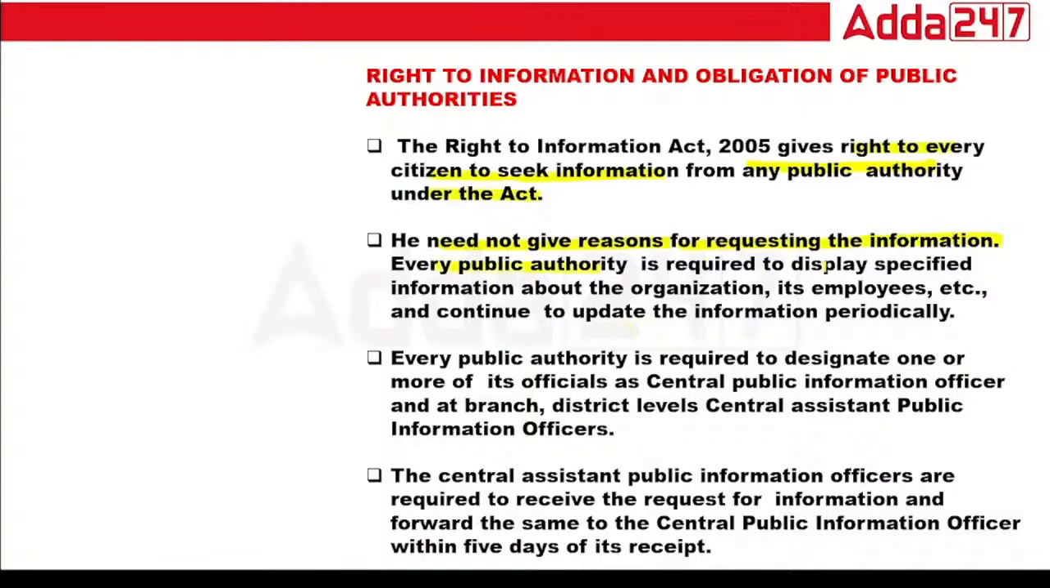Every public authority is required to display specified information about the organization, its employees, etc. Every public authority is required to designate one or more of its officials as Central Public Information Officer at the branch and district level, and Central Assistant Public Information Officers. The assistant officers receive requests for information and forward them to the Central Public Information Officer. The assistant will always work under the Public Information Officer. That's it.